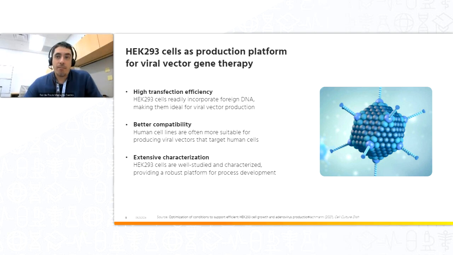And maybe even more important, we know that we need to use a human cell if we're going to produce viruses capable of infecting human cells when we go for the therapy itself. So probably companies and scientists would just love to use CHO cells for viral vector production, but then you would have a lot of problems because that's not a human cell line, right?